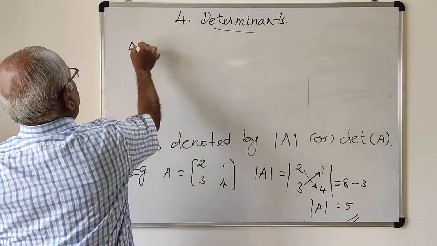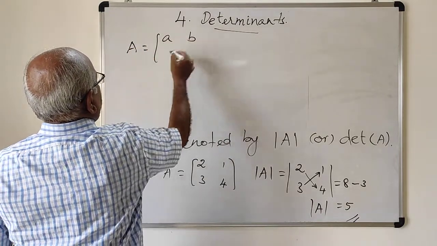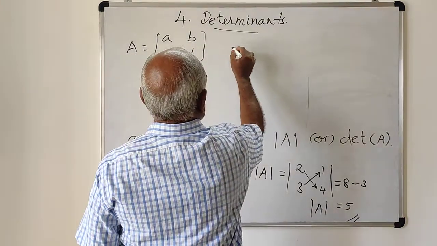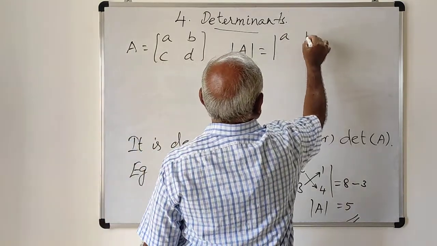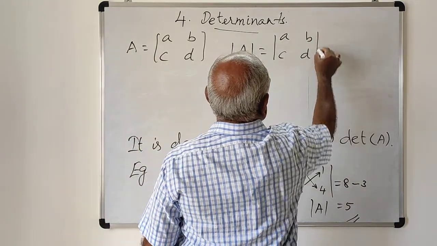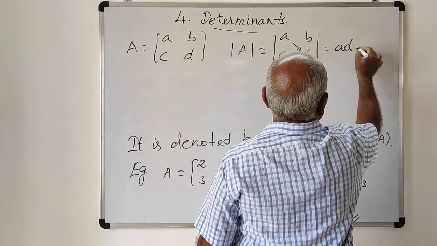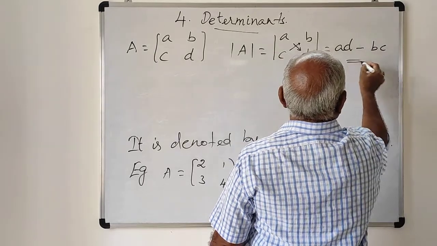Suppose A is a matrix of order 2, that is a, b, c, d, and this is expressed as a determinant A in between the two vertical lines a, b, c, d, and this is multiplication ad minus bc. This is the value of the determinant A.